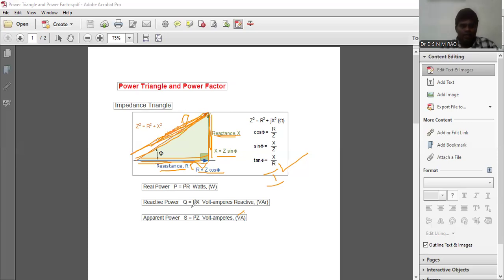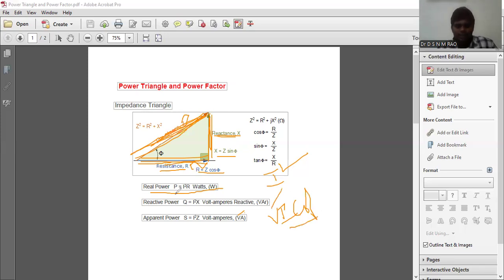I will define real power. Real power is defined as the product of applied voltage and the active component of current. Active component means cos phi. Reactive component means sin phi. As we have seen, R equals Z cos phi and X equals Z sin phi. So reactance contains sin phi, which is the reactive component, and cos phi gives the real or active component. So real power is the product of applied voltage and the active component of current.